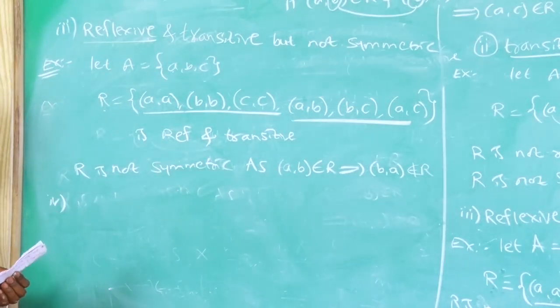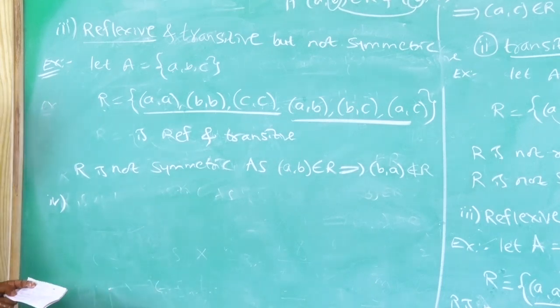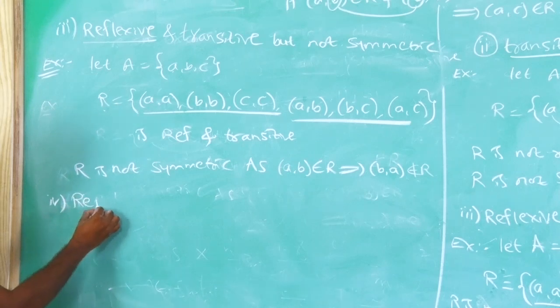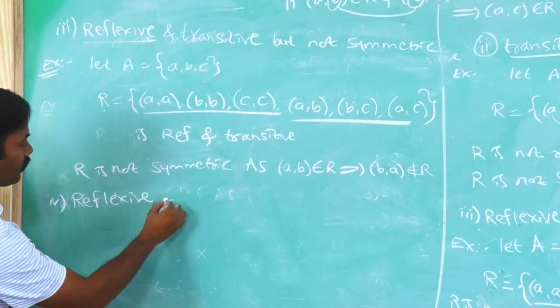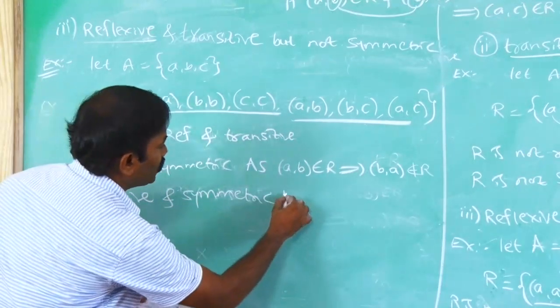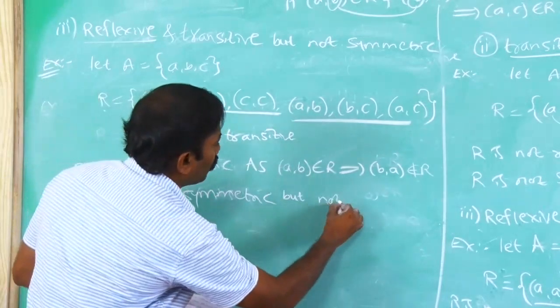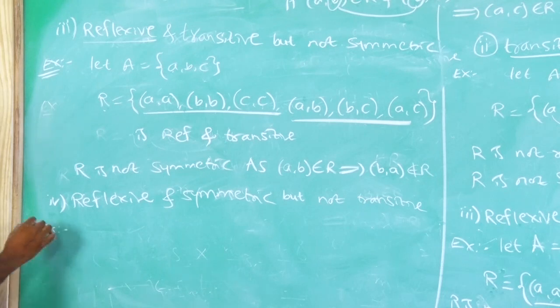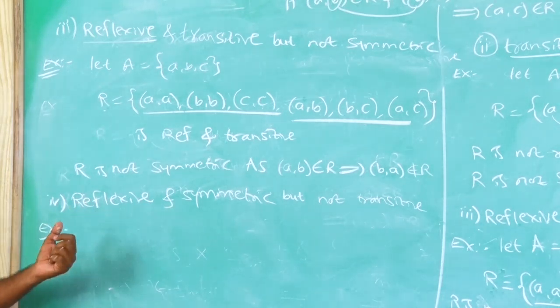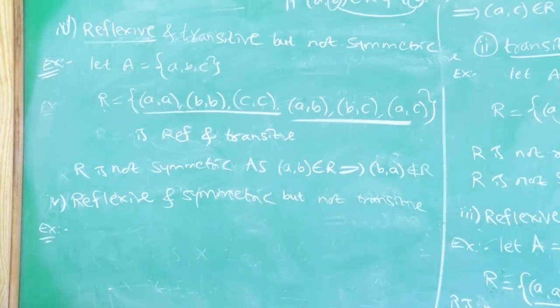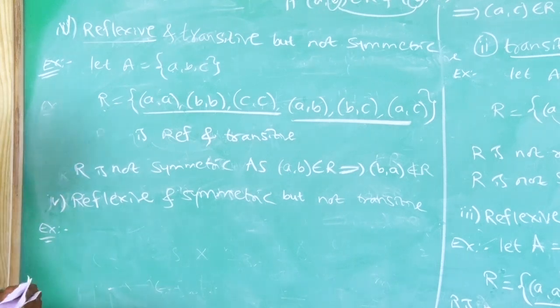Now take the fourth example: give an example of a relation which is reflexive and symmetric, but not transitive. This example is completed. Now this is the fourth example. Next, take the last, fifth example.